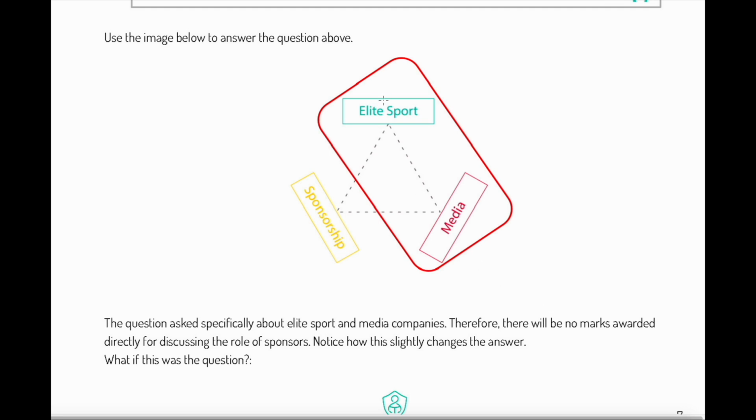You will know the Golden Triangle because it's the relationship between elite sport, that word's crucial, media companies and sponsors to create revenue and increase profit to all three. Okay, so our question asked specifically about elite sport and media, which is why we've squared those two in red. Therefore, there will be no marks awarded directly for discussing the role of sponsors. Notice how this slightly changes the answer.